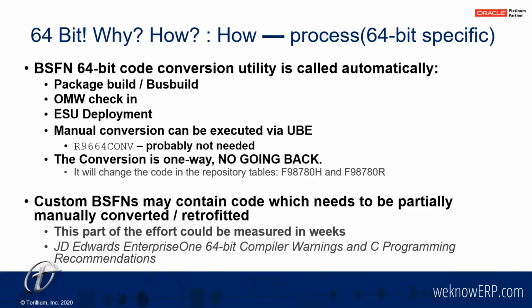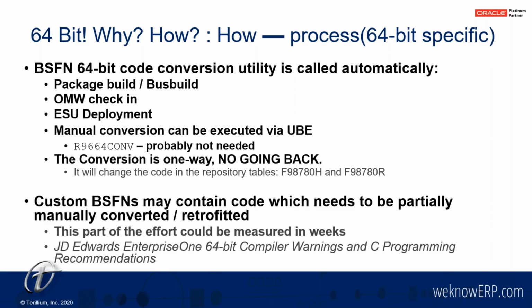That UBE there, that R9664 conversion, I don't think there's too many circumstances in which you'd need that, but you can do it. But the important thing to remember is that it's a one-way conversion. You can't go back. Okay, if you've converted to 64-bit, you are 64-bit. Once you're a cucumber and you become a pickle, you're that 64-bit pickle, forever. It changes the code in your F98780H and R repository table. So again, once you're 64-bit, I don't know why you'd want to go back, but you're there for good. So remember that. It's a committing operation.